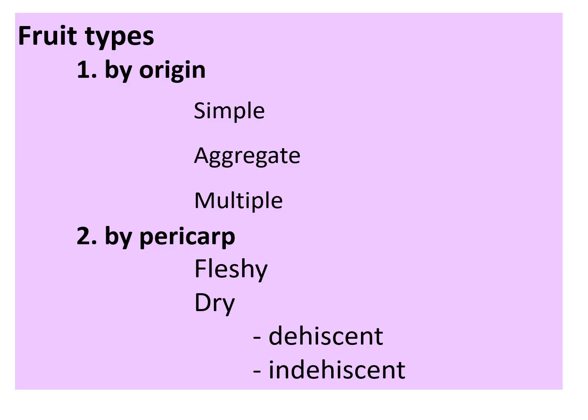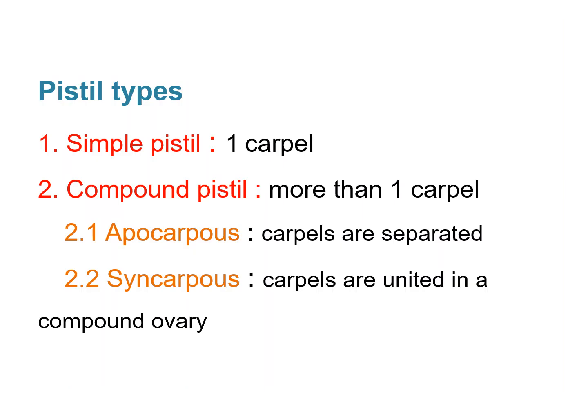So how can we separate the fruit types? It depends on which criteria. If we determine by the origins of the fruit, the flower, we can separate it into three types: simple, aggregate, and multiple fruit. But if we consider the pericarp, we can separate it into two types: fleshy and dry fruit. The first criteria is the origins of the fruit.